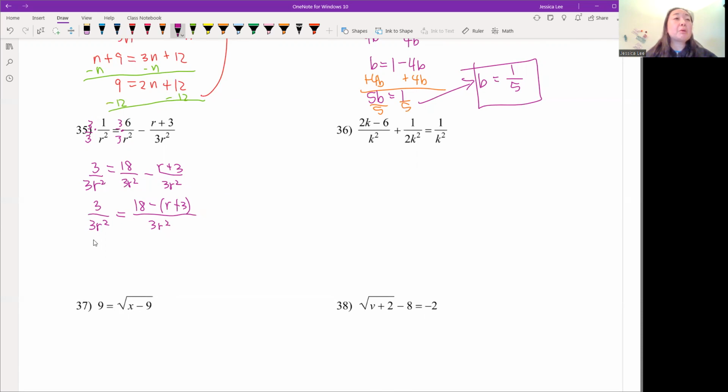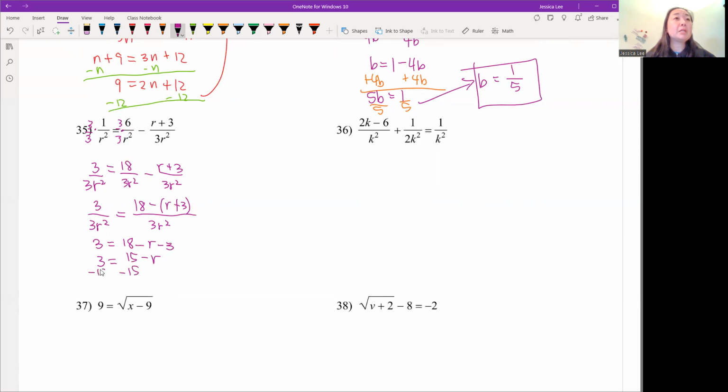All right, so I'm going to just rewrite this. So I'm going to get 3 is equal to 18. I'm just going to distribute that minus, so it's going to be minus r minus 3. And I'm going to just combine those on that side. So 3 is equal to 15 minus r. 18 minus 3 is 15.